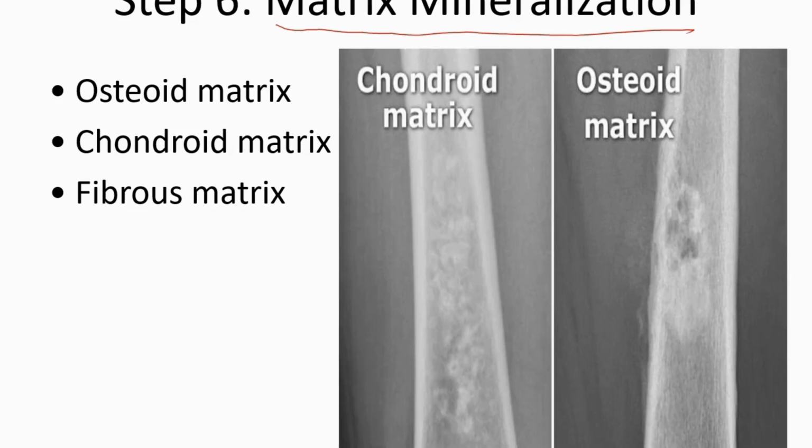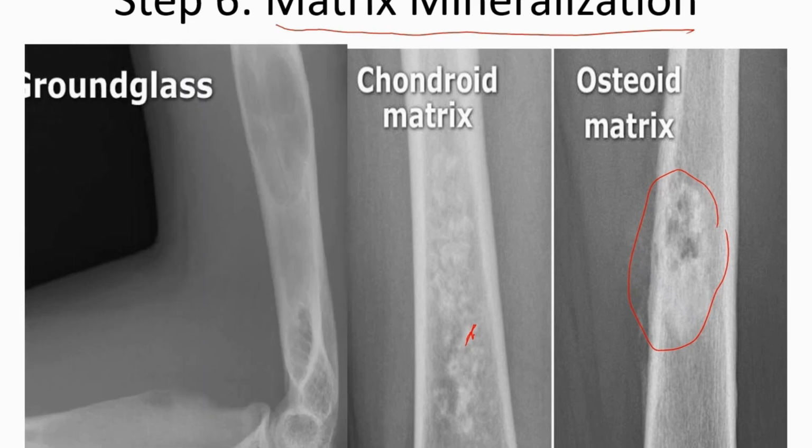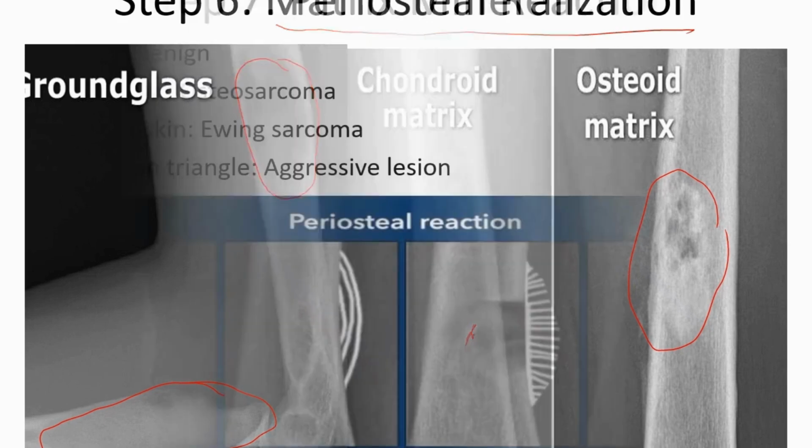We can see here this is the osteoid matrix. It appears like a cloud, whereas the chondroid matrix appears as arcs and rings. We can see here, this is commonly seen in chondrosarcoma, and the fibrous matrix appears as ground glass. We can see here also the ground glass matrix. This is seen in fibrous dysplasia.